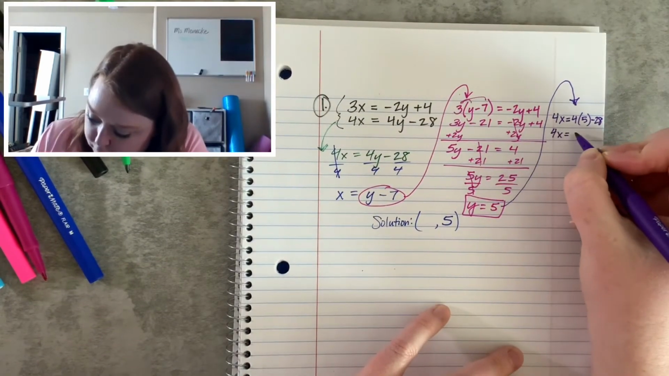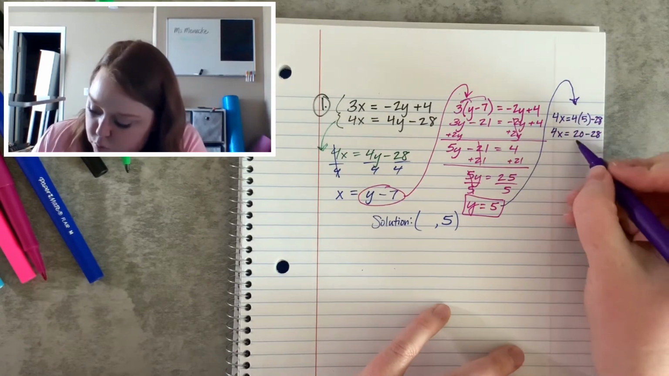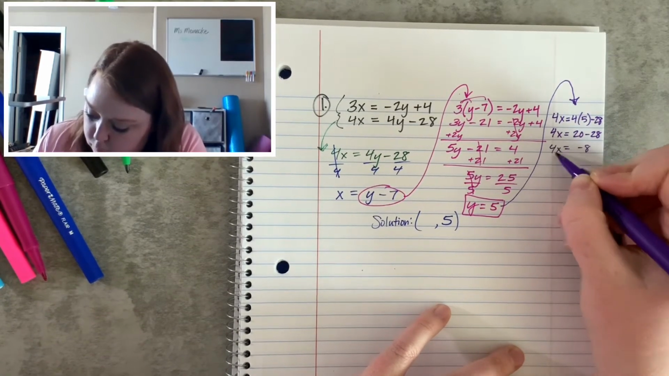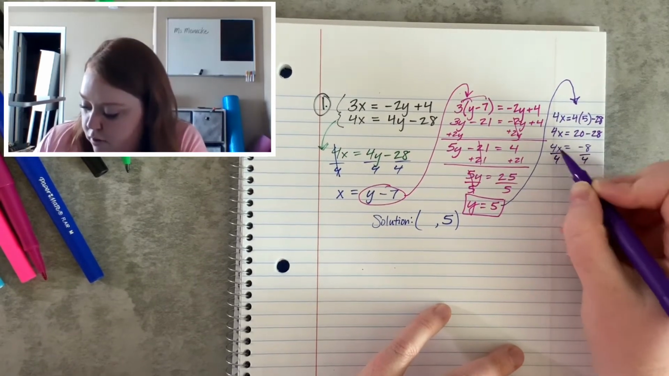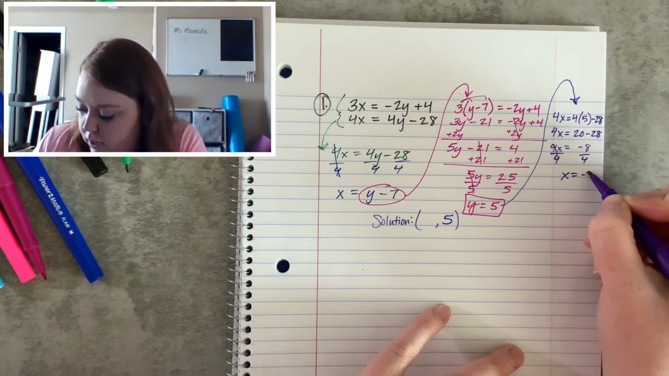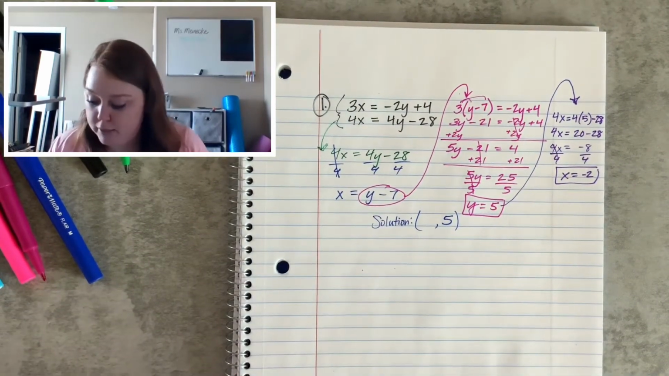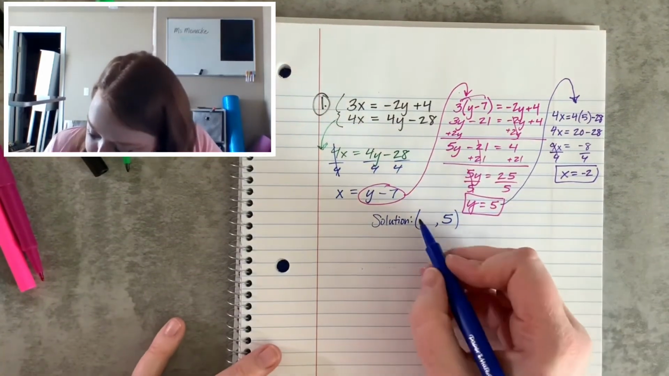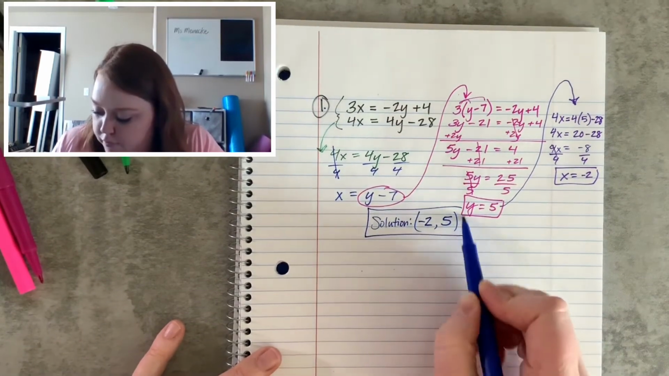Okay, 4 times 5 is 20. Need to solve that down still. 20 minus 28, negative 8. So 4x equals negative 8. Divide both sides by 4. I get x equals negative 2. So final answer here is (negative 2, 5).